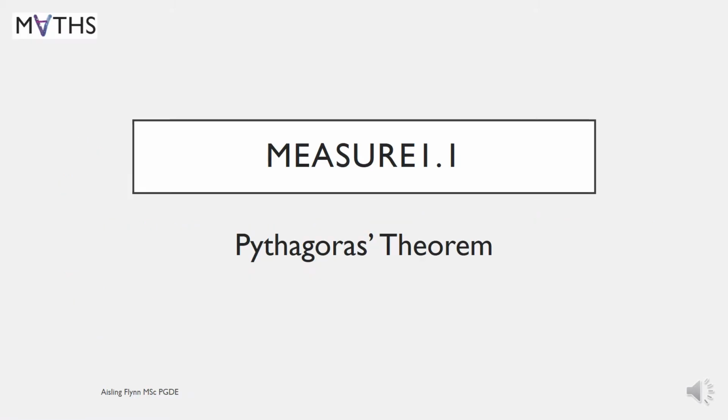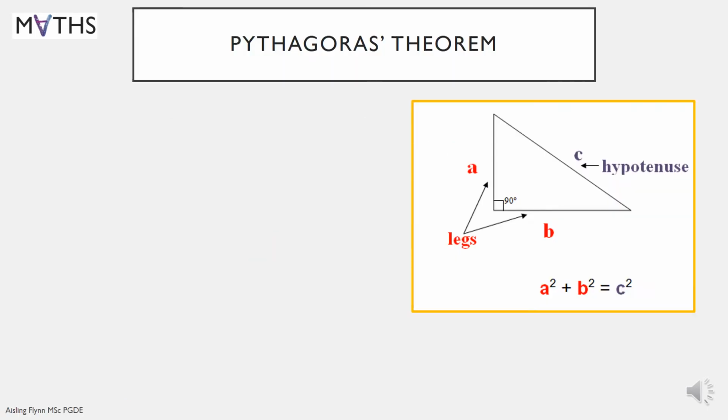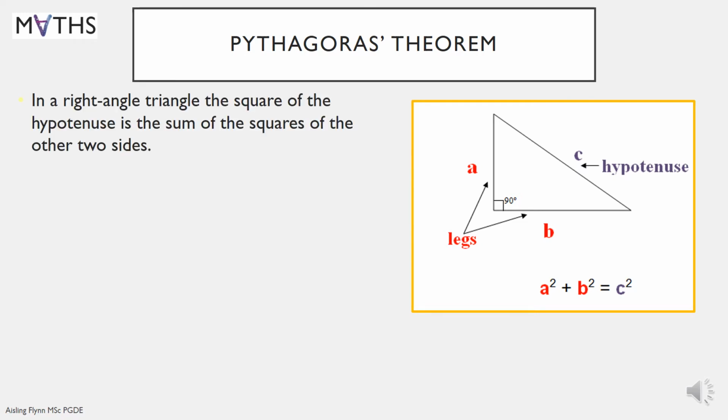This is measure 1.1, Pythagoras Theorem. A theorem is what we consider to be a rule in maths. We accept it as being true because it has been proven many times by logical arguments. So Pythagoras Theorem says, in a right-angled triangle, such as the one in the picture, the square of the hypotenuse is the sum of the squares of the other two sides.